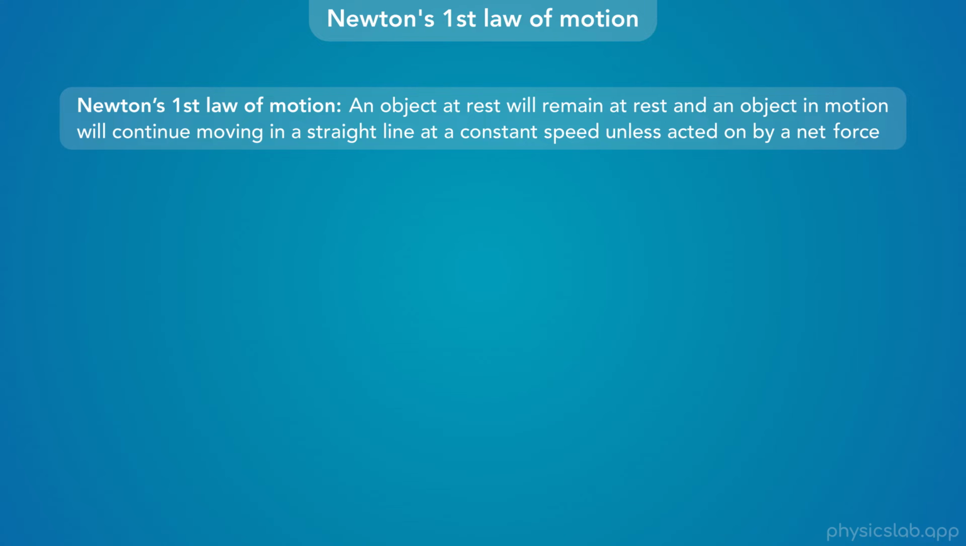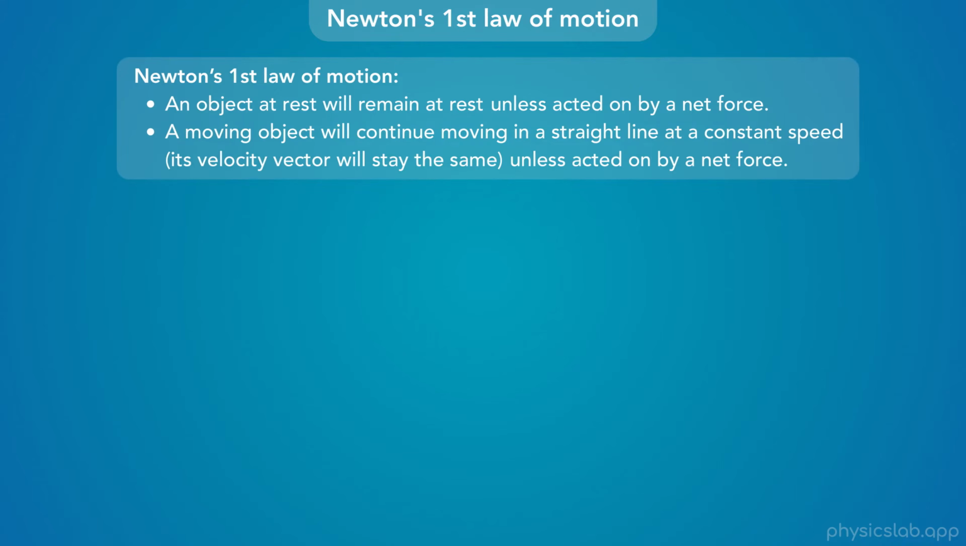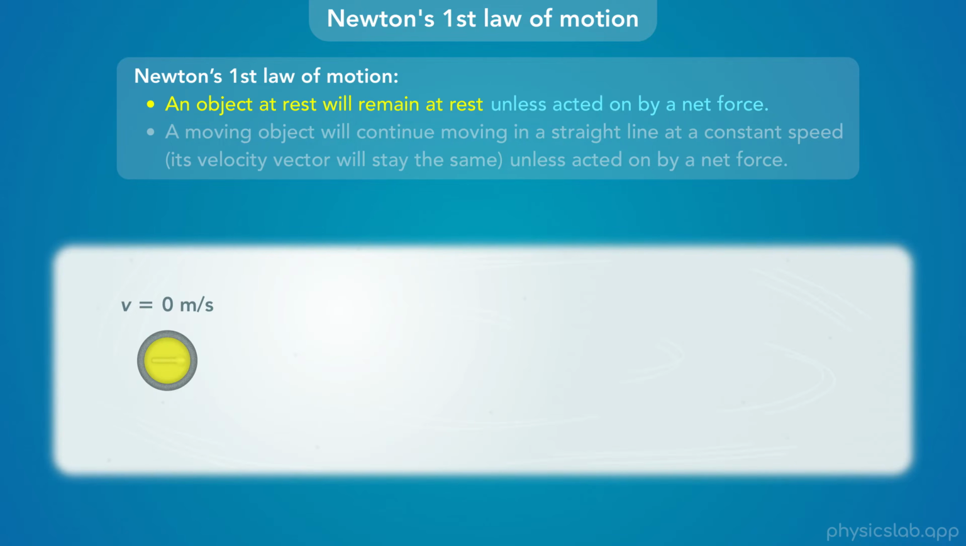There's really 2 parts to this law, so let's split them up and talk about each one. First, an object at rest will remain at rest unless acted on by a net force. So let's say we have a curling stone sitting at rest on some ice.